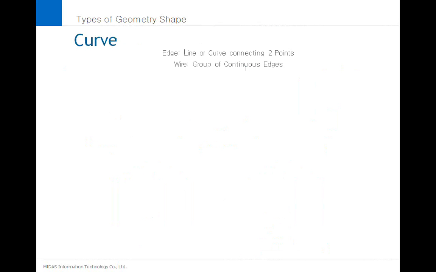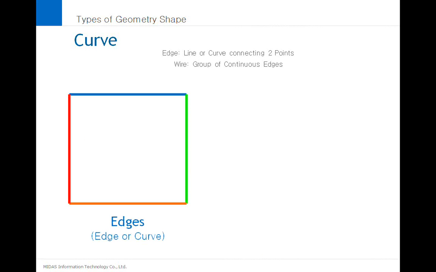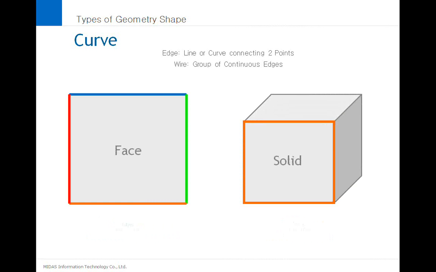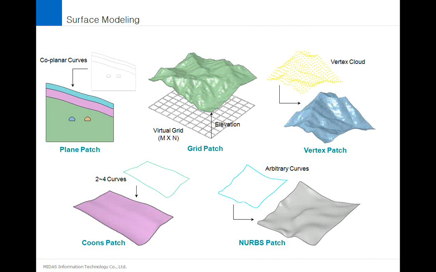Moving to the curve. Curve is a curve or edge, a line or curve connecting 2 points, which is as basic as point, and wire is a group of continuous edges. So from each curve we can create face, and from wire we can create solids. So there are several ways of creating a surface, which is the next in our hierarchy.